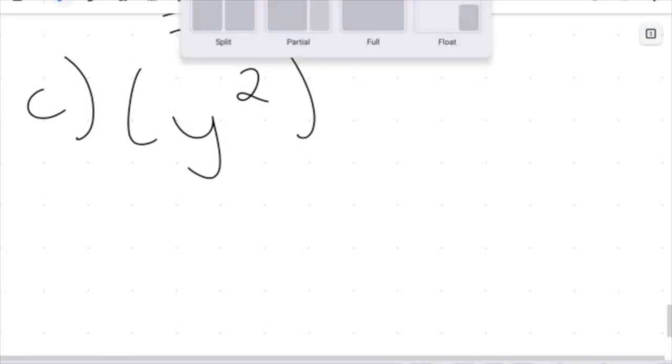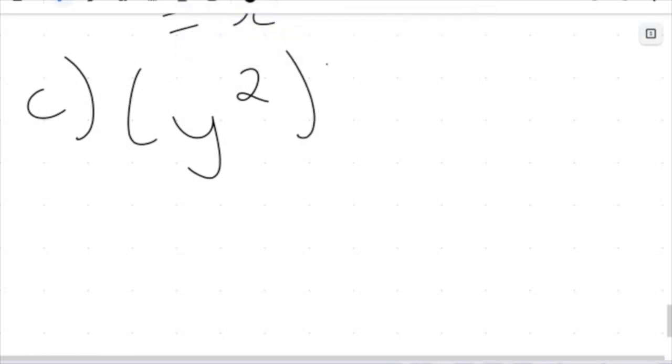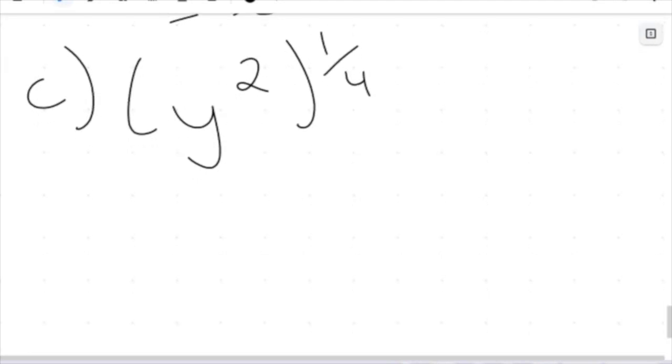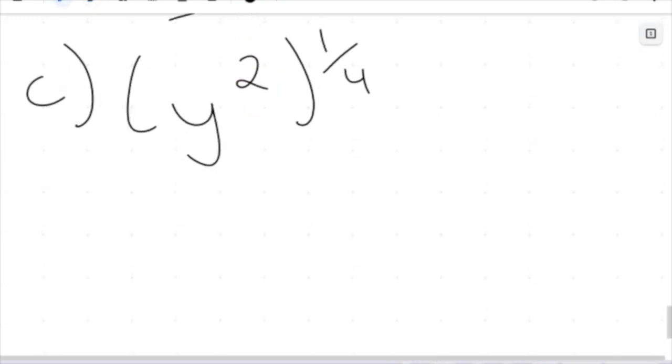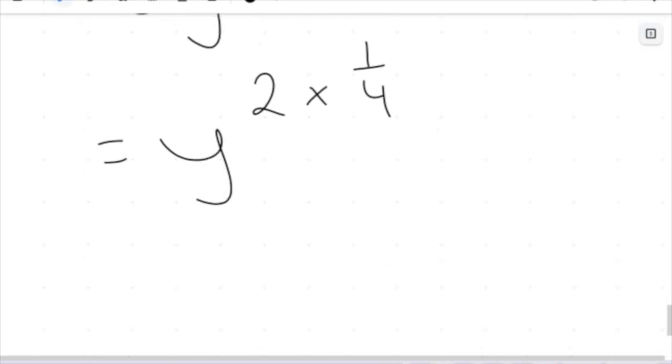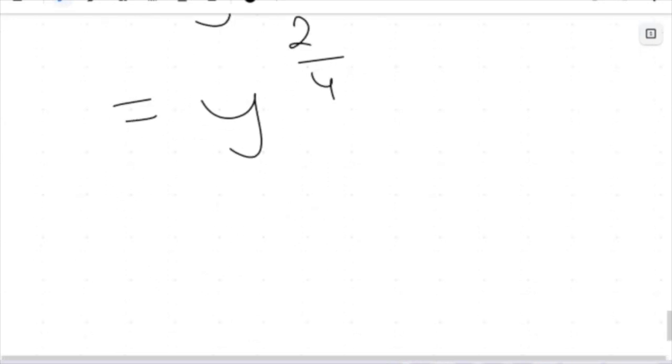Now, final question, I'm applying a different type of index law to what I've done so far. I'm doing y to the power of 2, to the power of 1/4. So when we're taking the power of a power, remember, we are multiplying these two powers together. So that is like saying y to the power of 2 times a quarter.